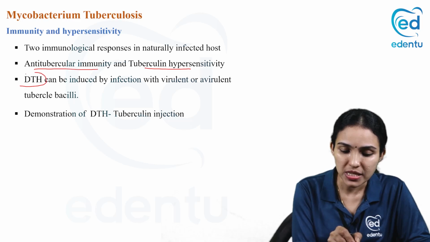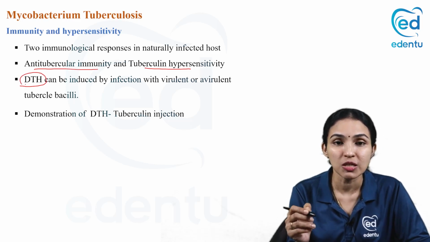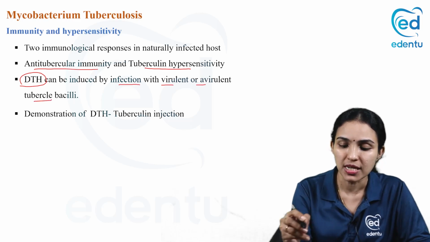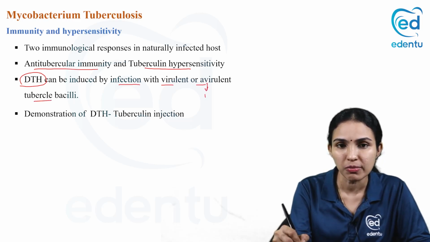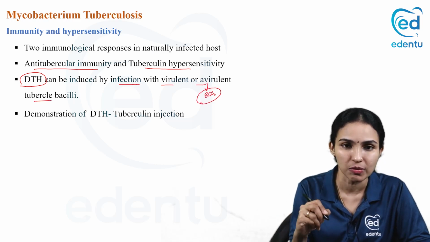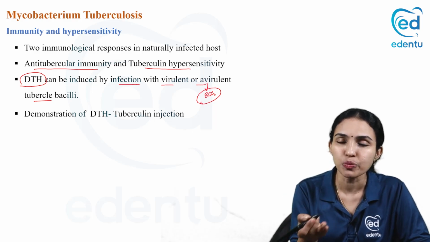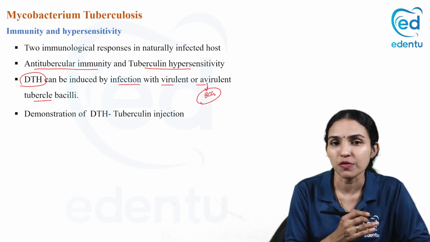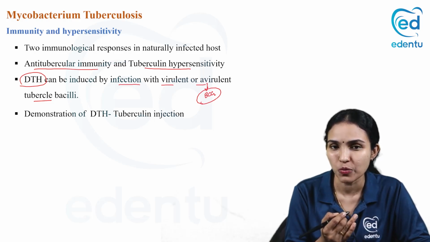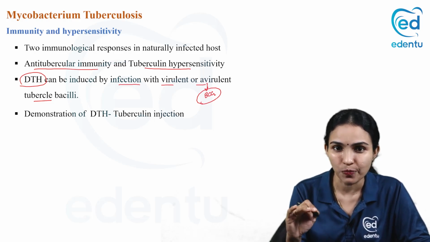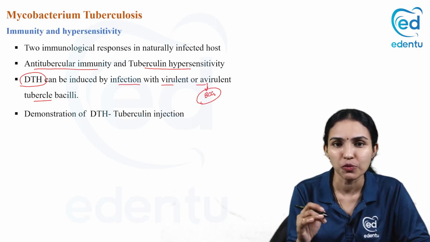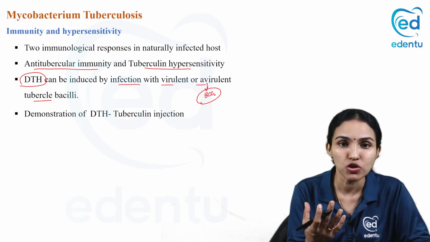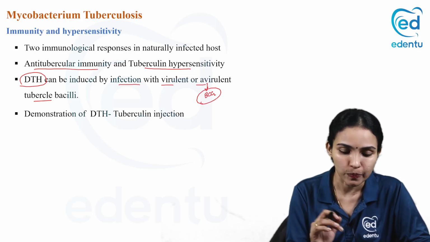So delayed type hypersensitivity can be induced in a person by infection with virulent or avirulent tubercle bacilli. So when do we go for an avirulent tubercle bacilli? It is the BCG vaccination that we mean. So post-vaccination or post-infection, one can develop a delayed type hypersensitivity response. If he develops a delayed type hypersensitivity response, it leads to the TB disease. So infection is different, disease is different. Infection means you get exposed to it. If your body develops damage to the body tissues, that is called a disease.